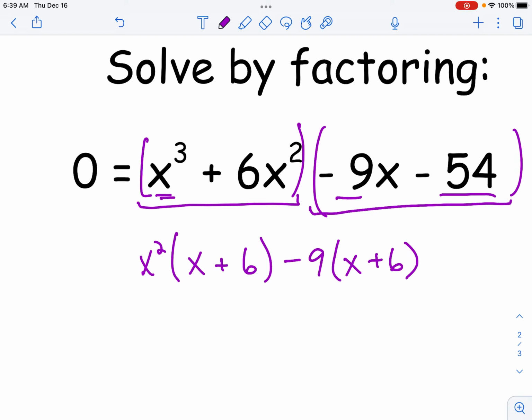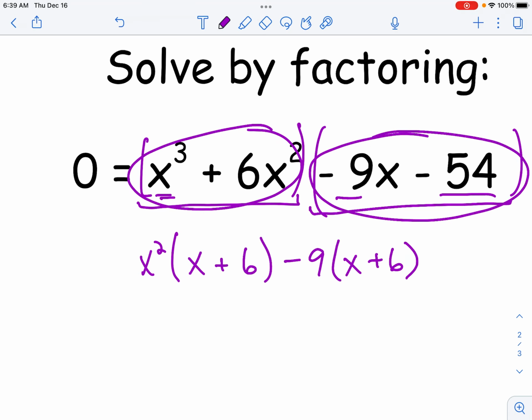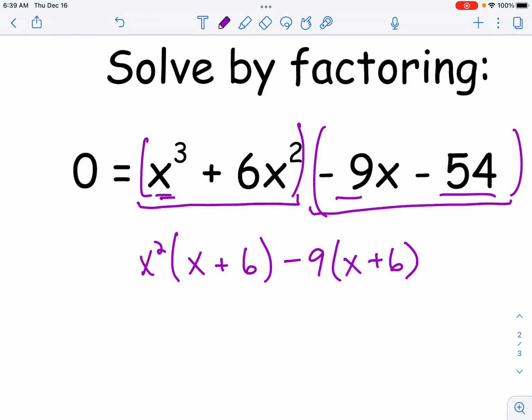So when we say grouping, you group the first two terms together and the last two terms together, and pull out a greatest common factor. What you're looking for is this x plus 6 and x plus 6 to be the same. If they are not the same, then you cannot factor by grouping. It doesn't work then. So this is what we're looking for when we factor by grouping.